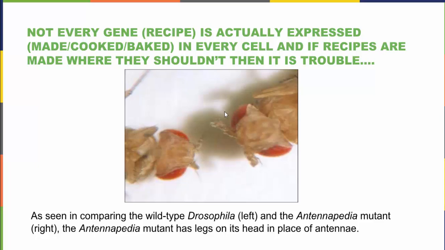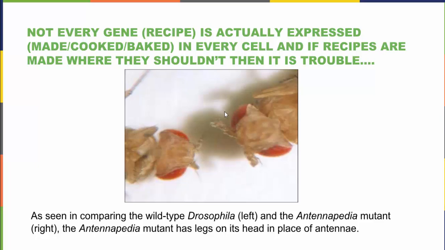So sometimes there can be trouble in genetic paradise if the genes are expressed where they shouldn't be, or if they're expressed at different amounts than they should be. So remember, all these genes are just recipes. And there's no harm in having a recipe if you don't make that recipe. But if you start making a recipe where you shouldn't be making it, or at a level you shouldn't be making it, then there's trouble.